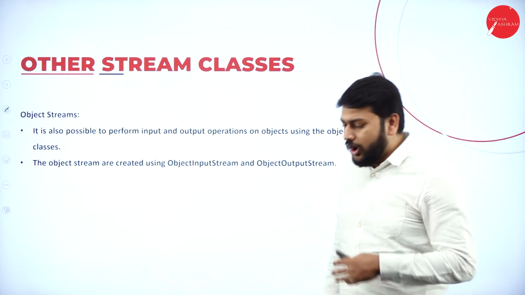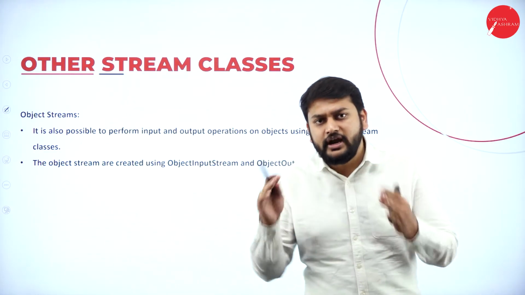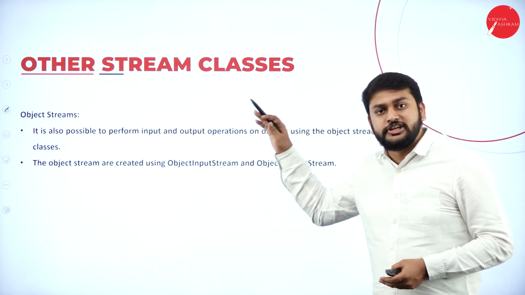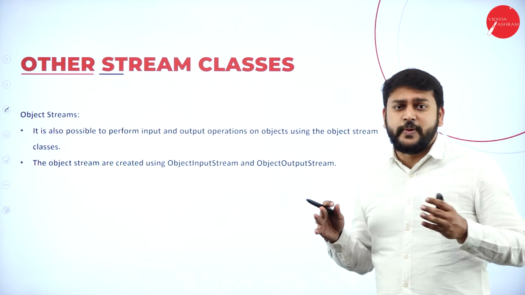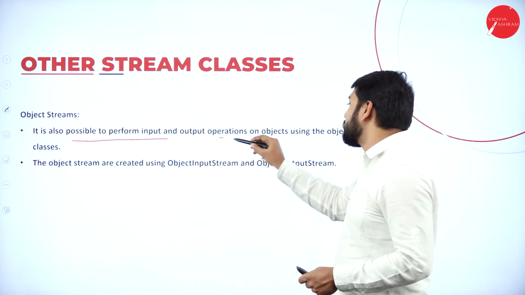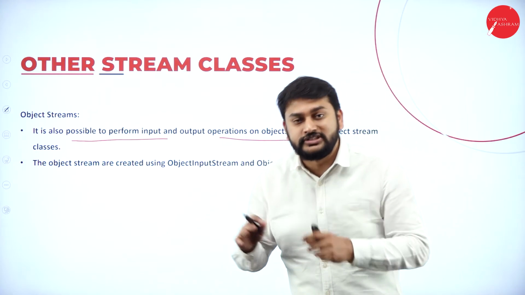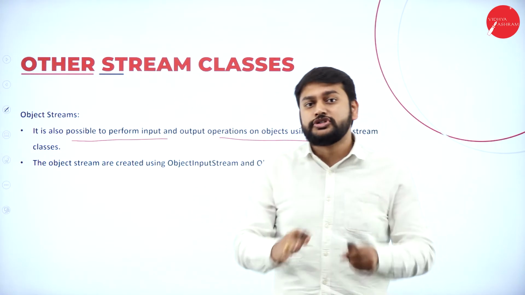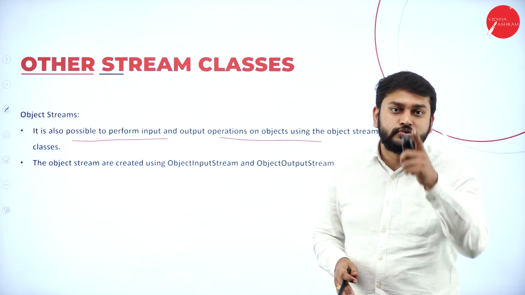Moving forward, it is not only the byte stream or the character stream or the primitive data type. I also have the other streams. When it comes to the other streams category, I will be having the object streams. Please observe, it is also possible to perform input and output operations on objects using object streams. It is not only for byte streams and character streams, it also supports objects. Even with objects, I can perform the streaming operations.